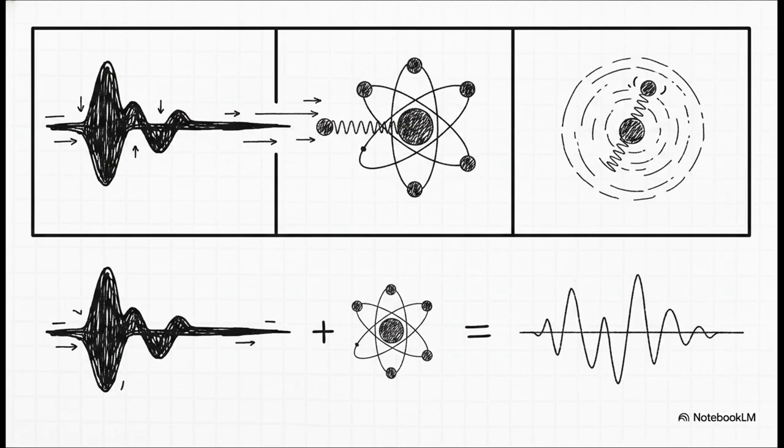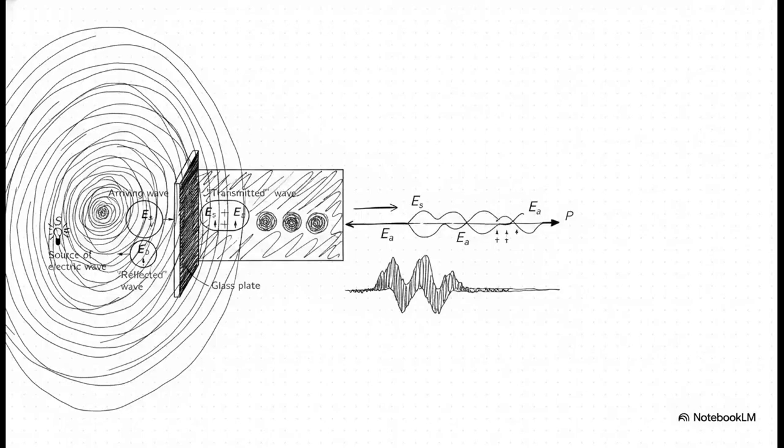And what happens when you accelerate a charge? It generates a brand new electromagnetic field. So the total field we actually see on the other side of the glass is the original field plus this newly generated field. Visualizing this elegant concept really helps.